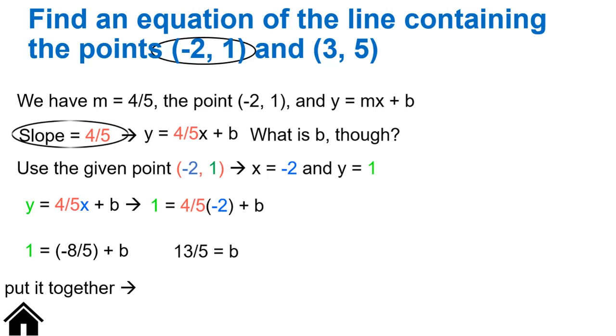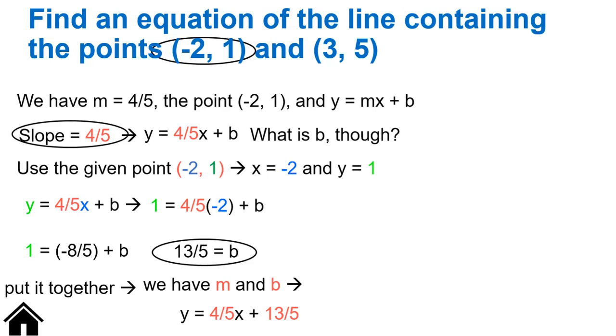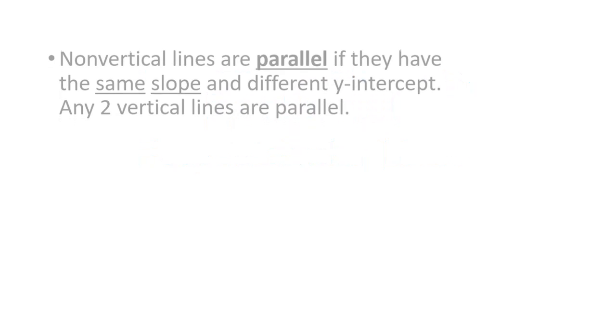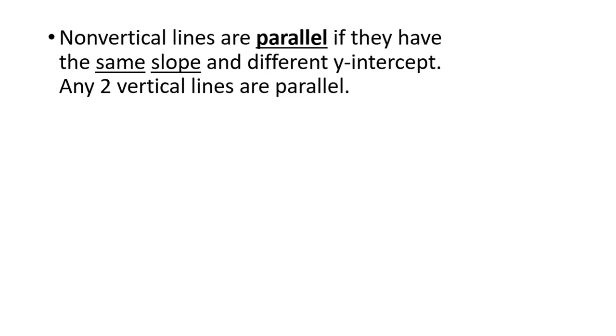Now, if I'm going to write equations with parallel and perpendicular lines, well, you've got to know what parallel and perpendicular lines are. So let's talk about that real quick. Parallel lines have the same slope and different y-intercepts. So any two vertical lines are going to be parallel. So we've got an example here, y equals 3x plus 1 and y equals 3x minus 3. These are parallel. Now, perpendicular lines, the product of their slopes is negative 1.